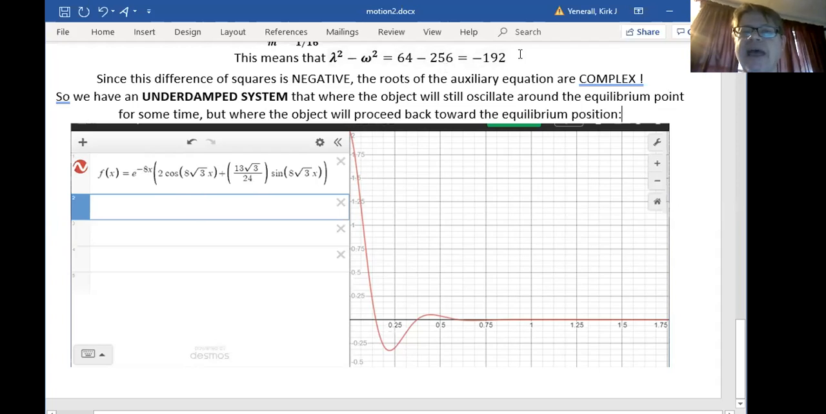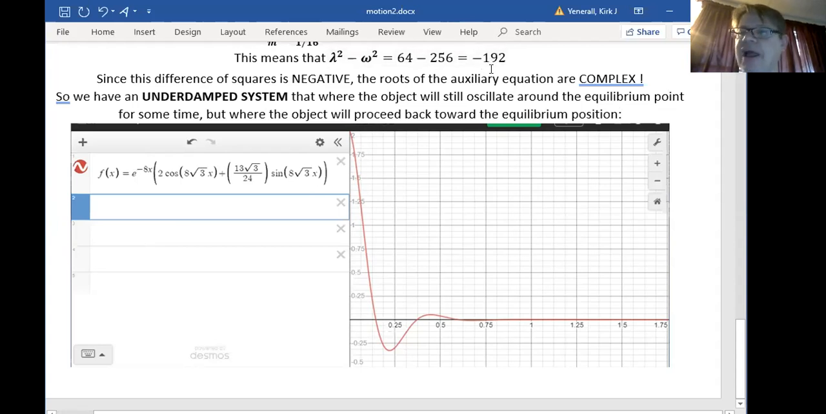When you take a look at the square root of omega squared minus lambda squared, that's the square root of 192. And since 192 is 64 times 3, the square root of 192 is actually the same thing as 8 times root 3. So we get factors of the cosine of 8 root 3 times our independent variable and sine of 8 root 3 times our independent variable. That's coming from the square root of this number 192.